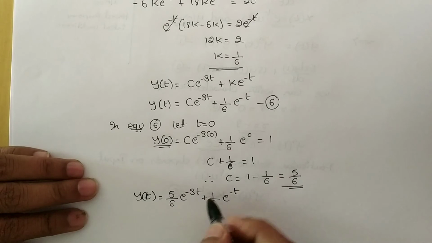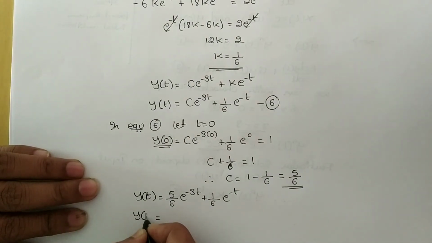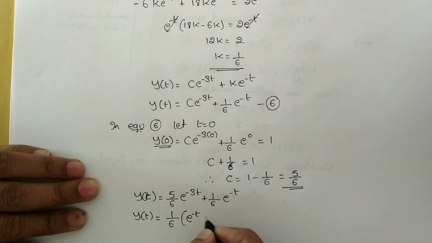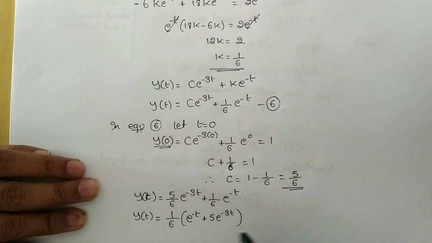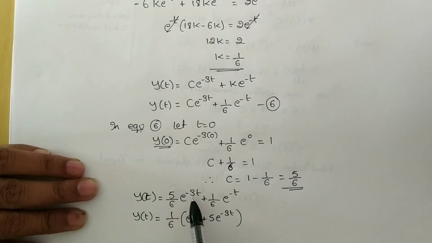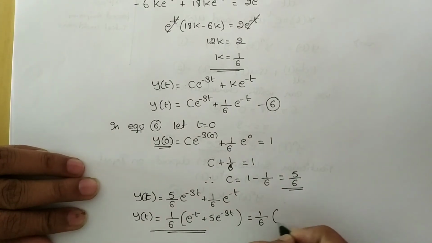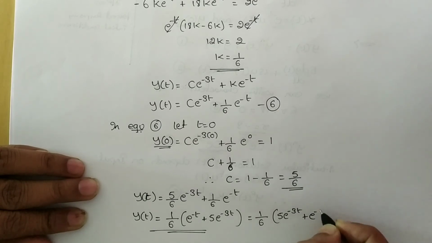Taking 1 by 6 outside, we can write the total response y of t is equal to 1 by 6, will be left with e power minus t plus 5 times e power minus 3t. I have just written the first term 5 times e power minus 3t later. This is the total response, or you can also write it as 1 by 6 into 5 times e power minus 3t plus e power minus t. Okay, both are one and the same.